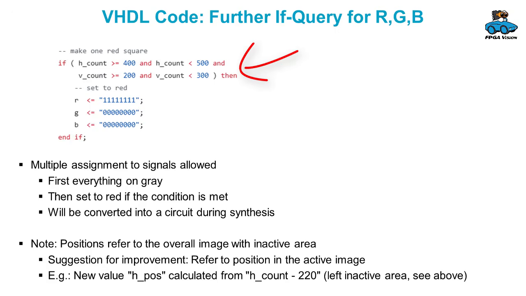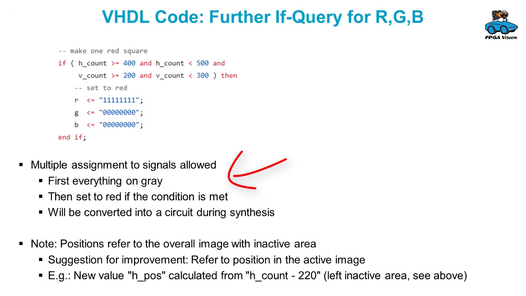We again check the position of our counter. If we are horizontally between 400 and 500 and vertically between 200 and 300, we set the pixels to red. So red is 255, green and blue is 0. And this overrides the red, green, blue we had earlier. So this is a property of VHDL. You can have multiple assignments to signals.